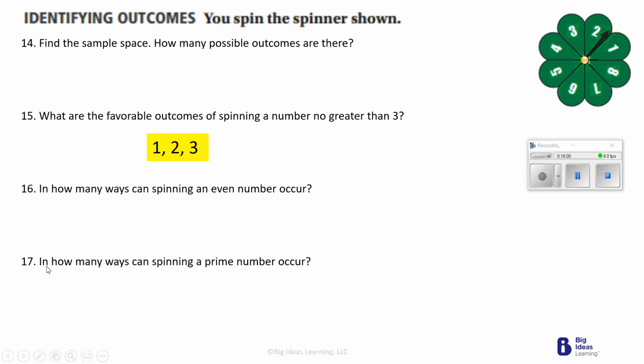Then it says, in how many ways, remember you have 16, in how many ways can spinning a prime number occur? All right, if I'm spinning a prime number. A prime number is a number that no number goes into, right?